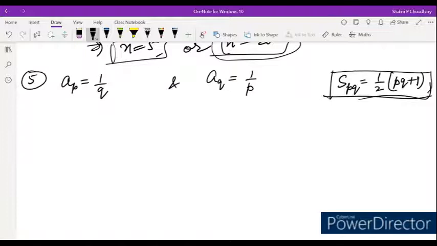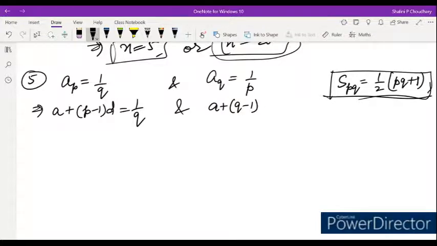Okay. First of all, what we'll do? Ap is equal to 1/q. So Ap can be written as a plus (p - 1)d equal to 1/q. And this one, Aq is equal to a plus (q - 1)d equal to 1/p. Okay, we'll call this equation 1 and this equation 2. Now what will we do? We'll subtract.